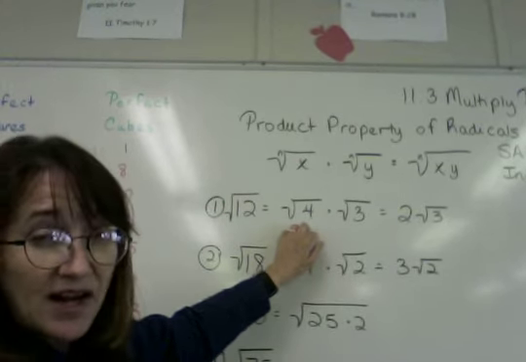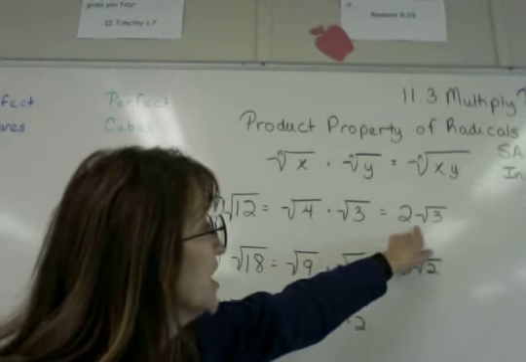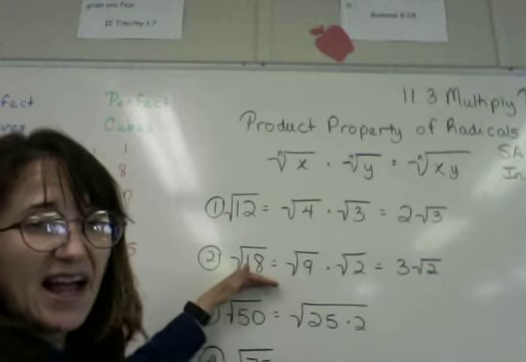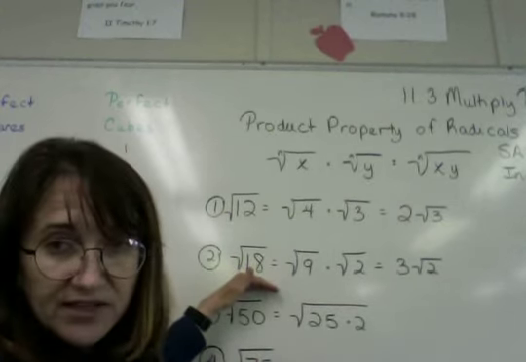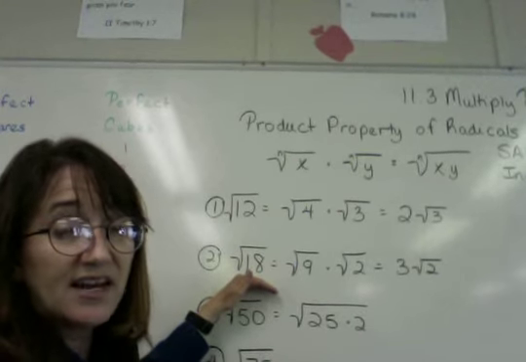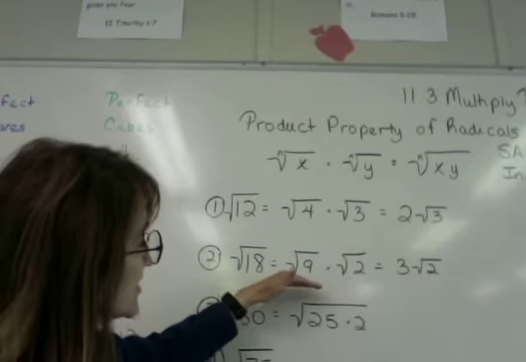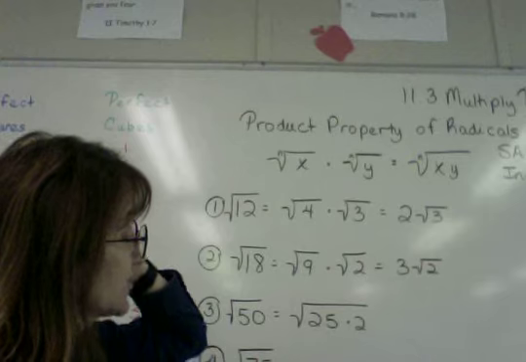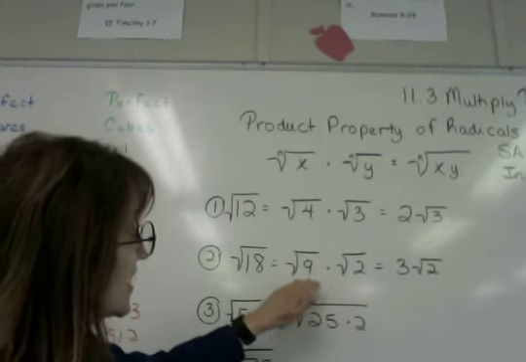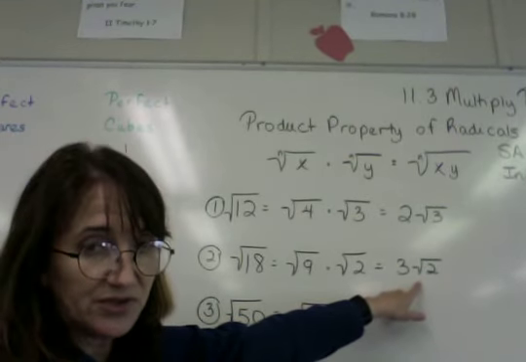I could simplify that out all the way by taking the square root of that 4, which is a 2, and leaving it multiplied to the radical of 3. Same thing right here, 18. I could use prime factorization, but I probably already know there's a perfect square that is a factor of 18, and that is 9. So I could write it out as this product, as this multiplication expression, and then I could take the square root of 9, which is a 3, and I could leave it multiplied to the radical of 2.